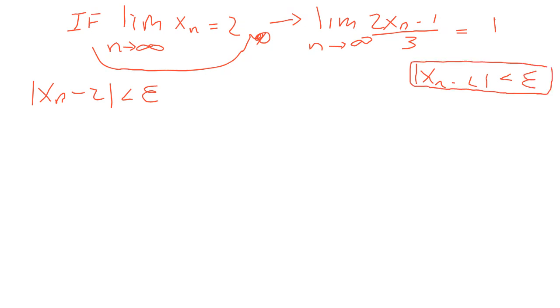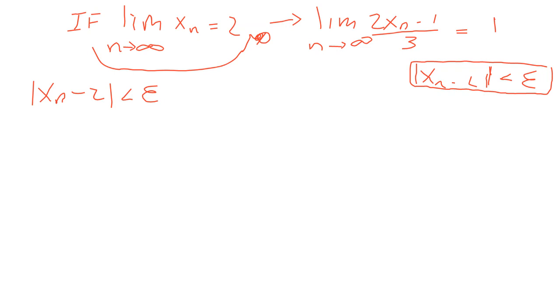So don't forget this: the absolute value of x sub n minus L must be less than epsilon. If you are told that the limit of a sequence is equal to a particular value, it means that you place that limit into this circle to the right, subtract it from the sequence, and make it less than epsilon, because you are given that. So we are given that the absolute value of x sub n minus 2 must be less than epsilon.